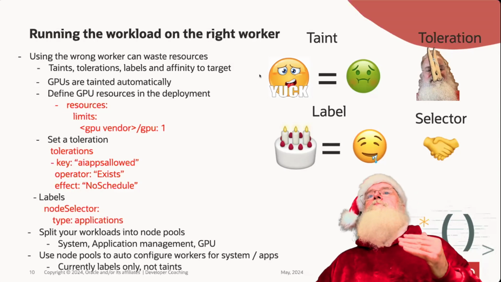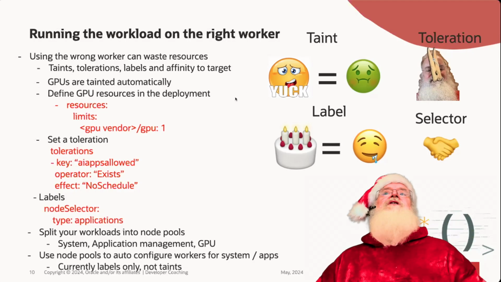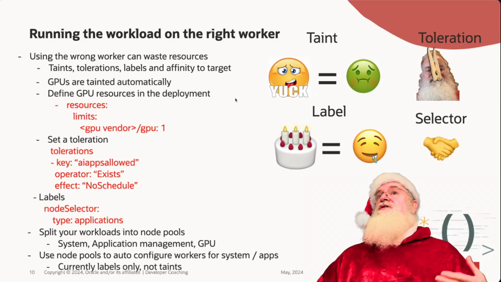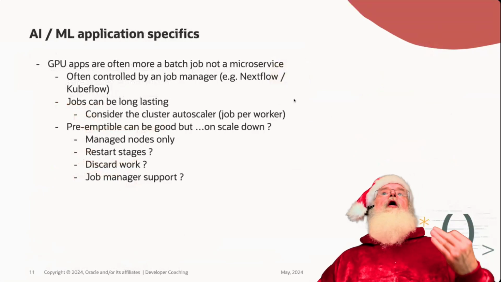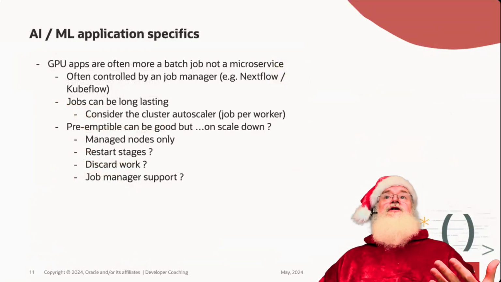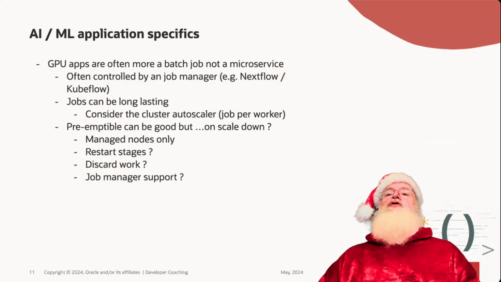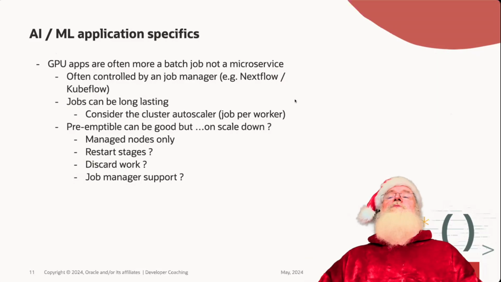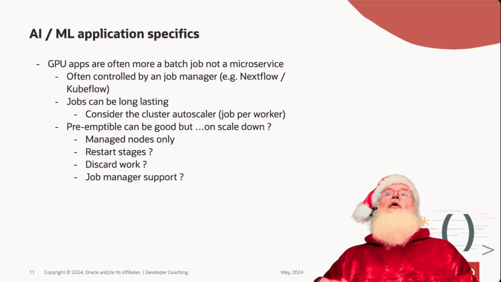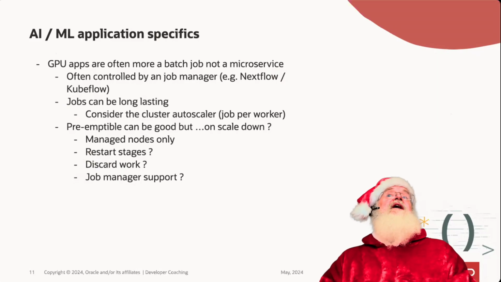And where you are using a managed node pool, use that to configure the system and applications, because it's going to make life a lot easier for you. Now, GPU apps are often more of a batch job than a microservice, especially for things like training. Delivery is slightly different. That is often controlled by something like Nextflow or Kubeflow, a job manager, and those jobs can be long-lasting. For some types of job, it actually makes sense to use preemptible resources because they're much cheaper, but you run the risk of those resources being taken away.